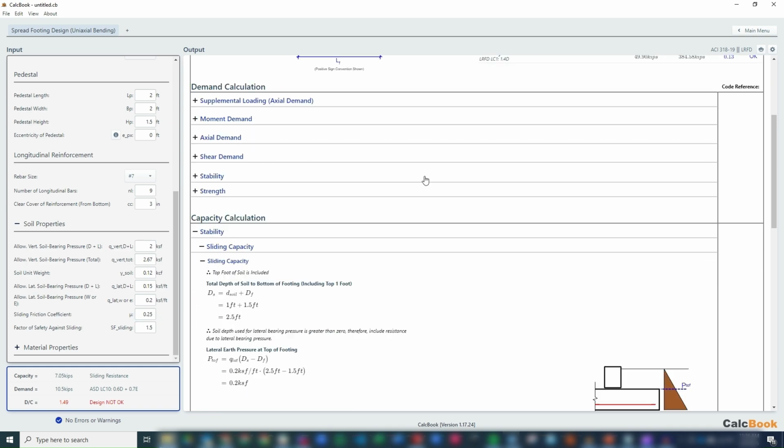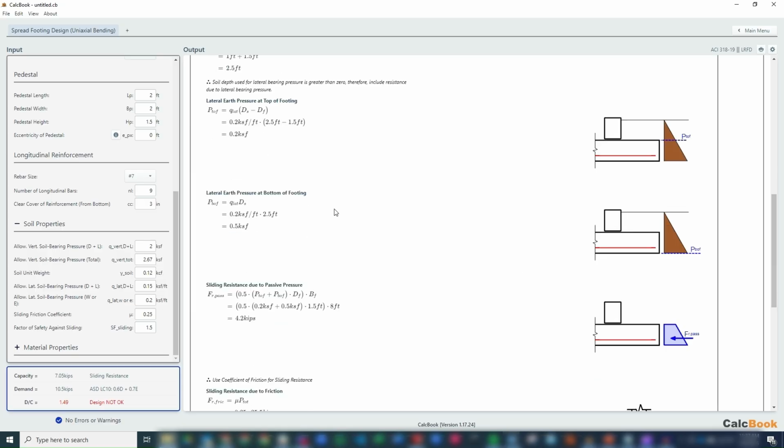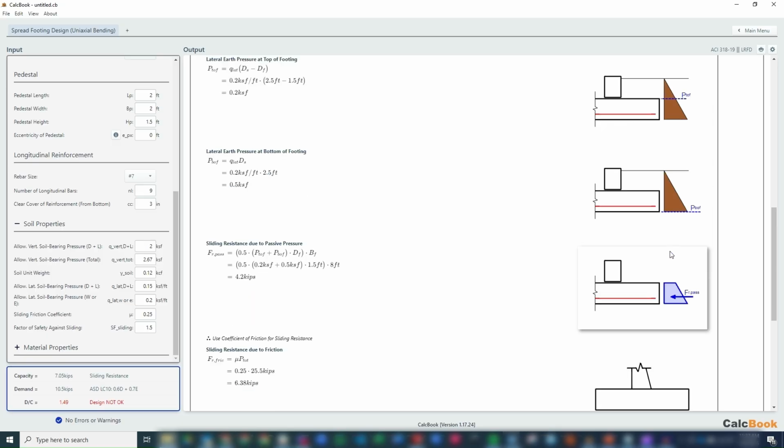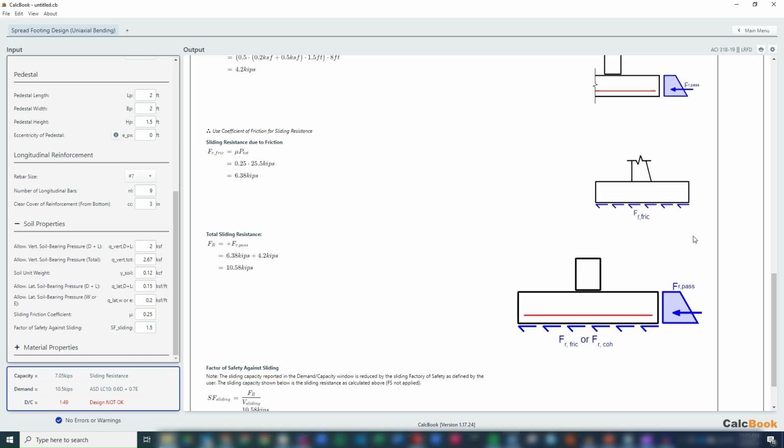So if we take a look at our sliding calculation, we are first going to calculate the total height of the soil we have of 2.5 feet, which is the soil depth plus the height of the footing. So that gets us the height from the soil all the way down to the bottom of the footing. Then what we want to do is figure out what the pressure is at the top of the footing here, and also the pressure at the bottom, because we only consider the passive resistance against the footing itself. We do not include the pedestal. Then we calculate our friction, our coefficient times the total dead load. And then we add those together and we get 10.6 kips of resistance.